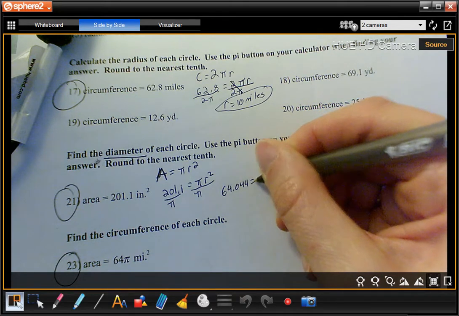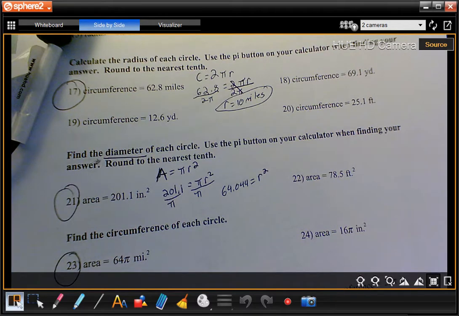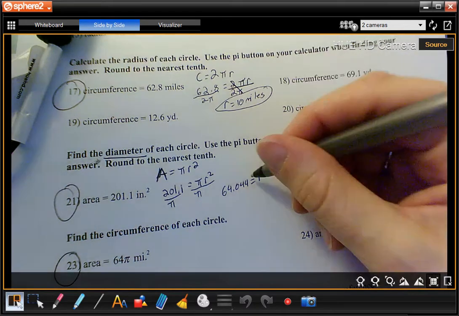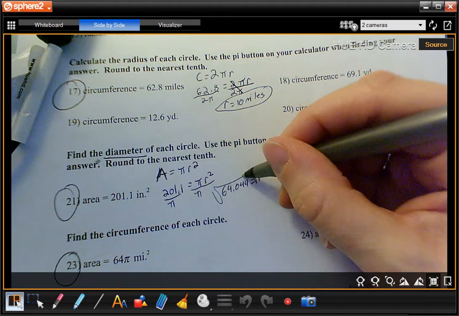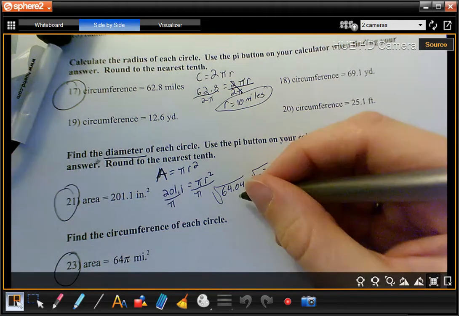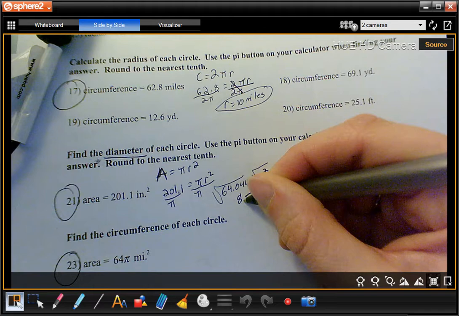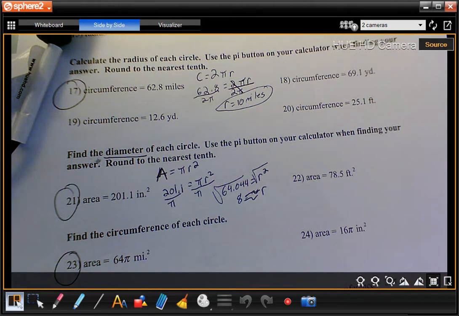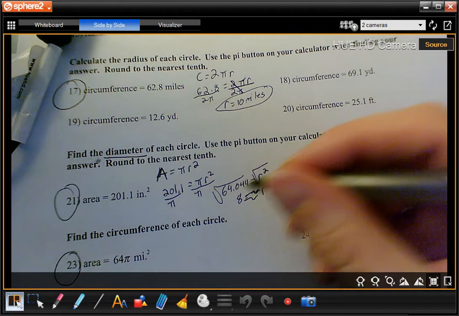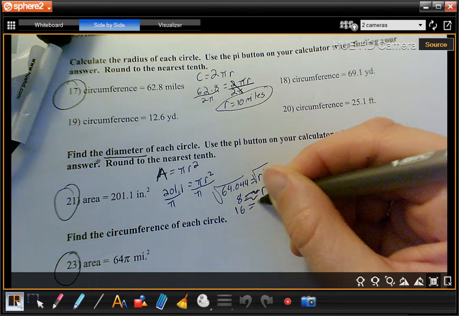64.044 equals r squared. Now, whenever we have a squared, we're going to take the square root of it to get rid of it. So we're going to have to square root this. And I get approximately 8. That's approximately my radius. But it doesn't ask for the radius, remember, it asks for the diameter. So the diameter would have to be 16. It's my diameter.